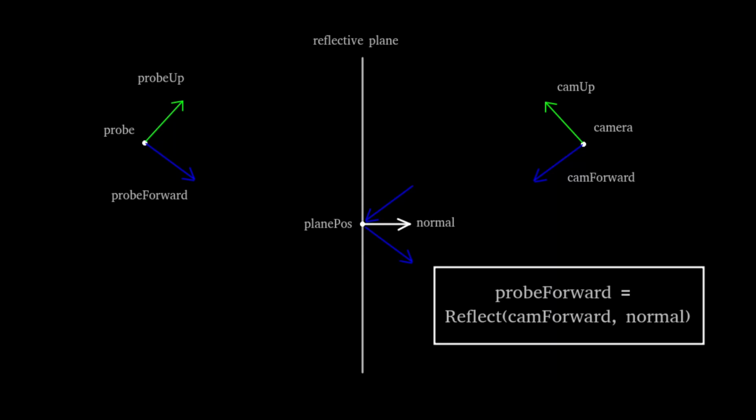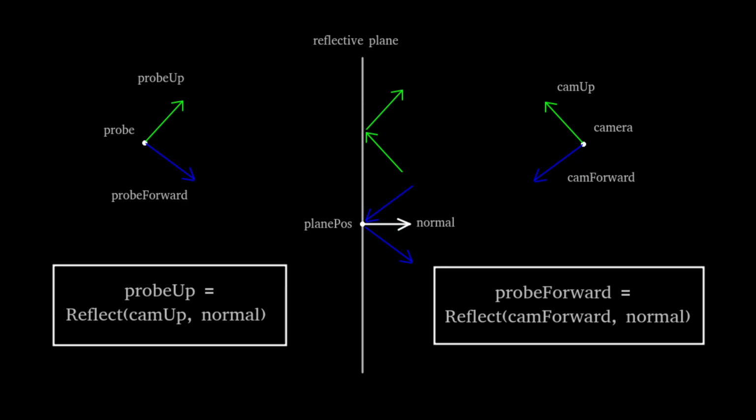And what about the up vectors? No surprise, it's just another reflection. It's pretty easy to see. You can move them up there, and yeah, that's pretty much it.